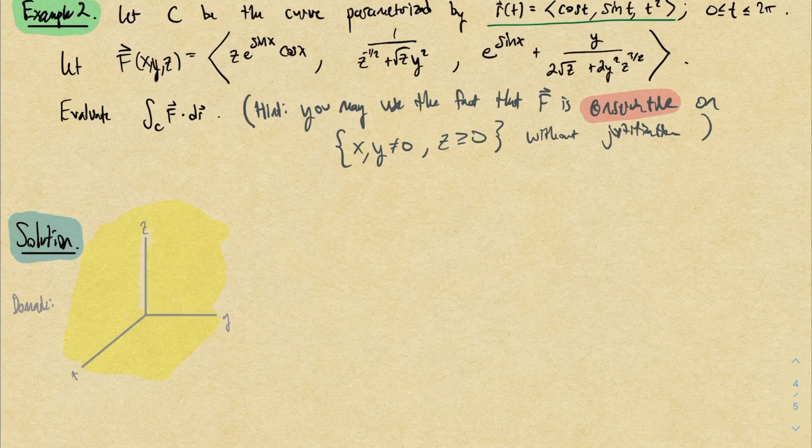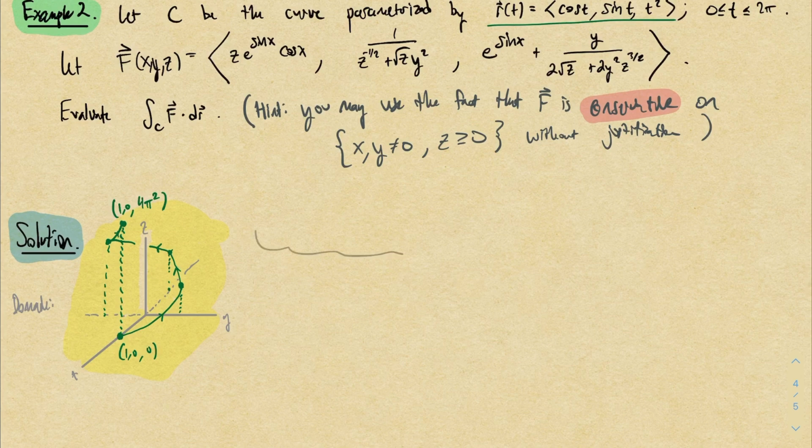And what does this curve look like? Well, the x and y values are given by cosine of t and sine of t. So in the xy plane, we're just going around in a circle. The z coordinate is t squared, which means as time increases, the z value is going up. So this is some kind of helix shape. At time 0, we start at the point (1, 0, 0). And then at the end of our parameter domain, which is 2 pi, we're at the point (1, 0, (2 pi)^2). So we've done one full rotation and we're above our original starting point.